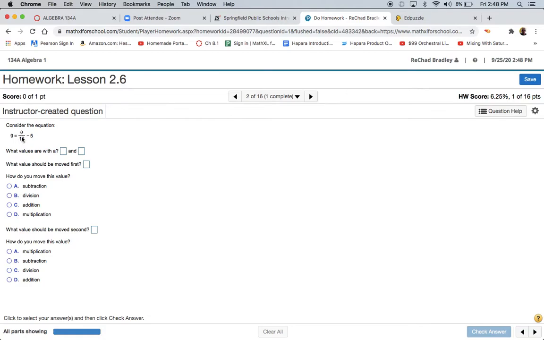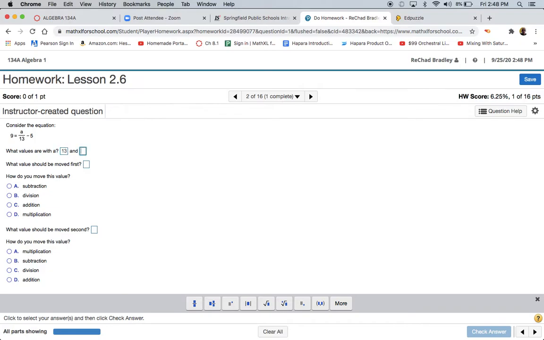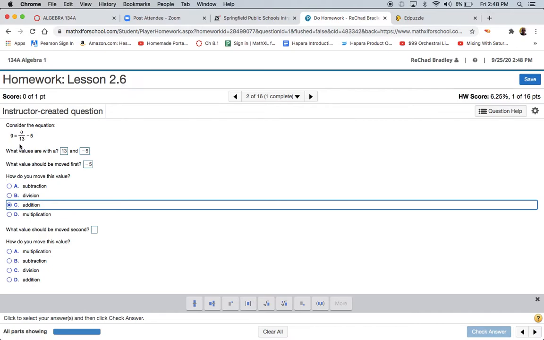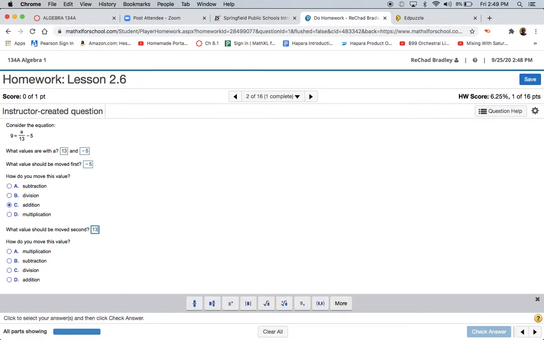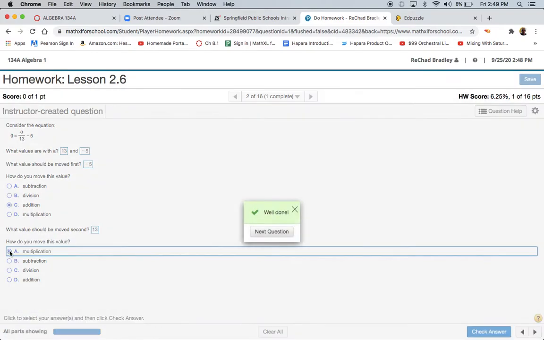So the values with a now are not 9, it's over here, so 13 and negative 5. Just don't forget you have to put a negative on that 5. The first value to move should be the weakest, which is subtraction. Since that is minus 5, I want to add to get rid of it. The second value to move should be 13. And here's where everything comes together. This is a divided by 13, and so I need to use the opposite of division, which is multiplication, to move that number.